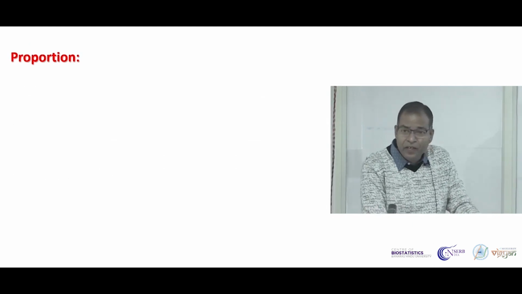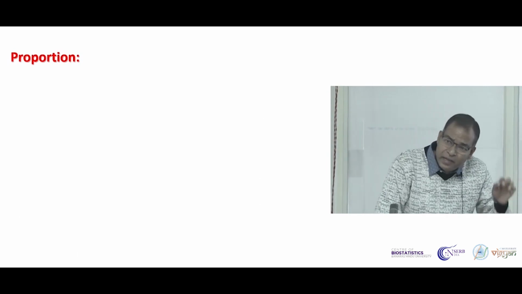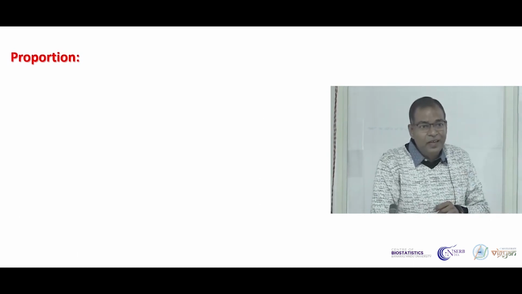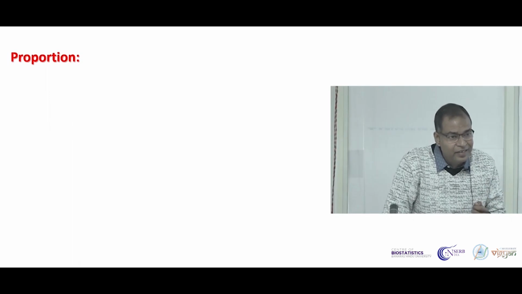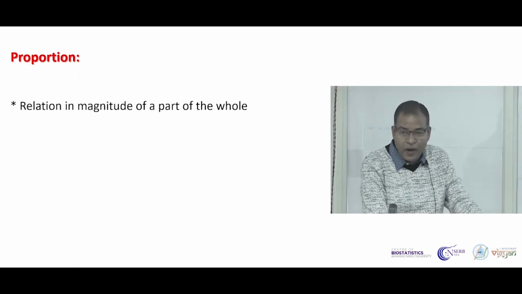Third is the proportion. In a proportion, again, the numerator is a part of the denominator. But here the multiplier is 100, so that it is expressed as a percentage. It is the relation in magnitude of a part to the whole.